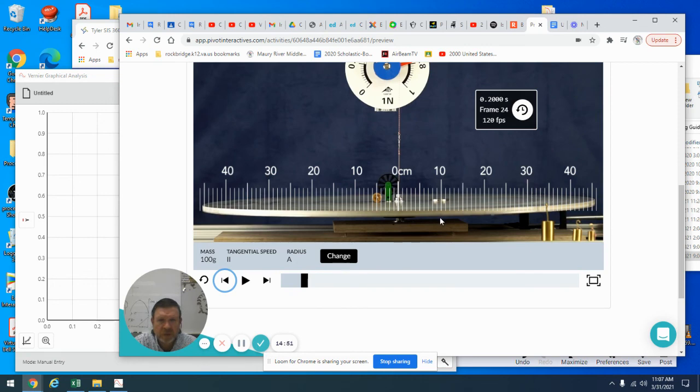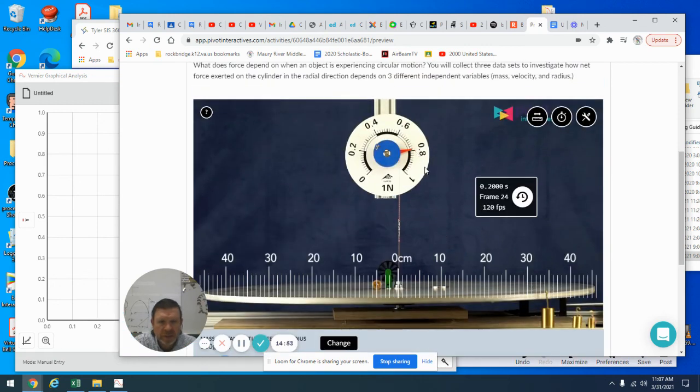And what's the reading on the force sensor? It looks like this would be 0.7. This is 0.72, 0.74, 0.76, 0.78. So I would call that 0.79. It looks like it's right in between those. Hopefully you don't have too much trouble reading that diagram there. And I think that that is all that I need to show you.